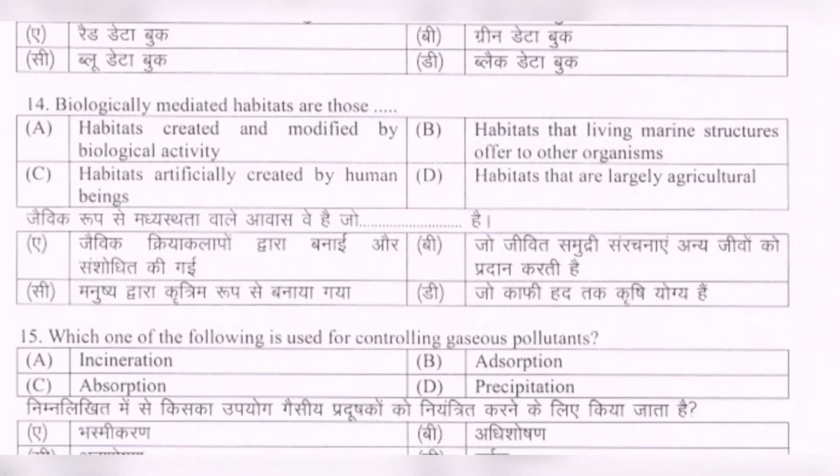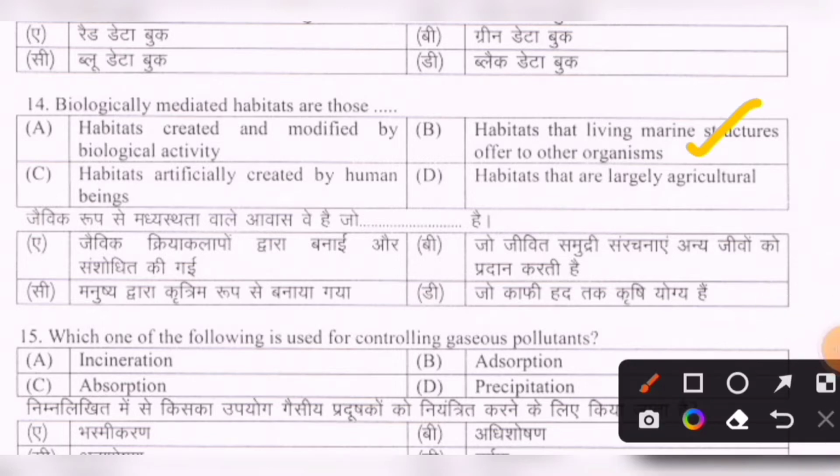Biologically mediated habitats are those. Options are: habitats created and modified by biological activity, habitats that living marine structures offer to other organisms, habitats artificially created by human beings, habitats that are largely agricultural. Correct option is the second one, that is habitats that living marine structures offer to other organisms. Let's see the next question.